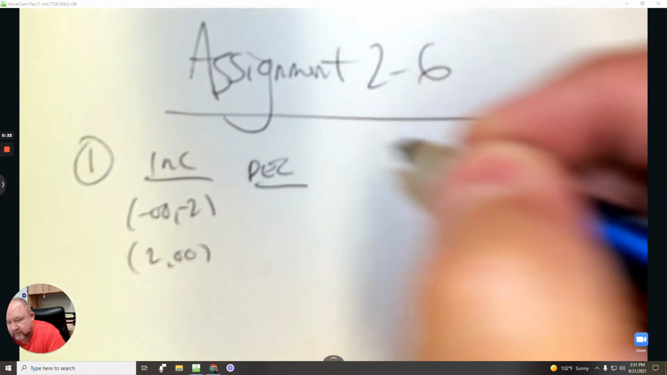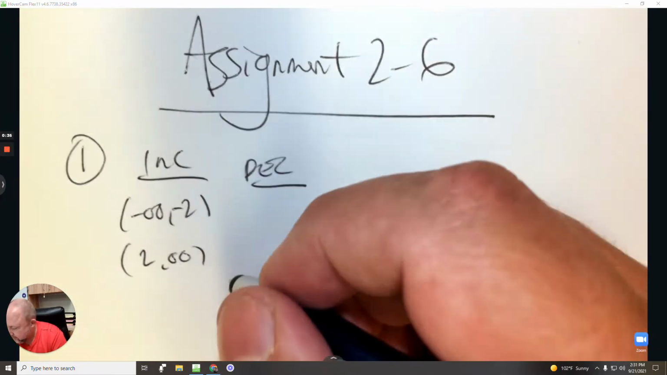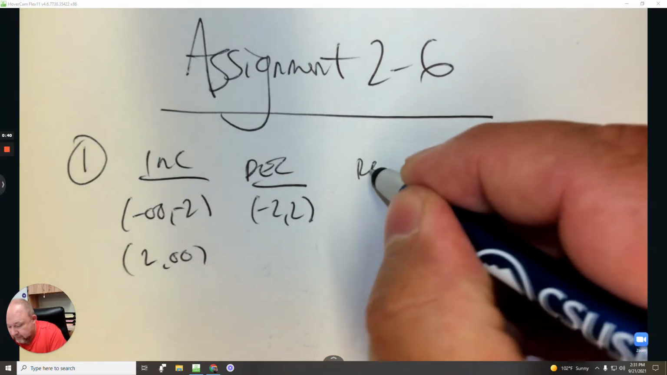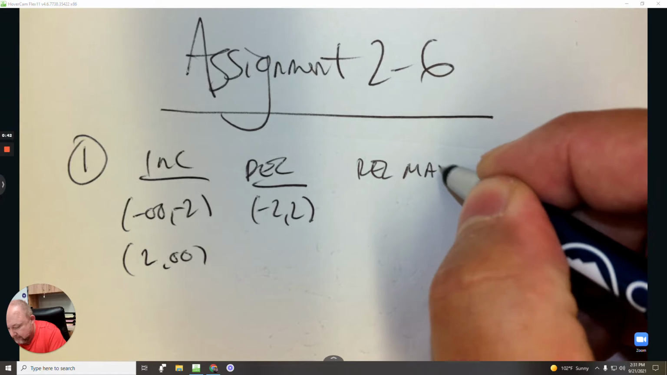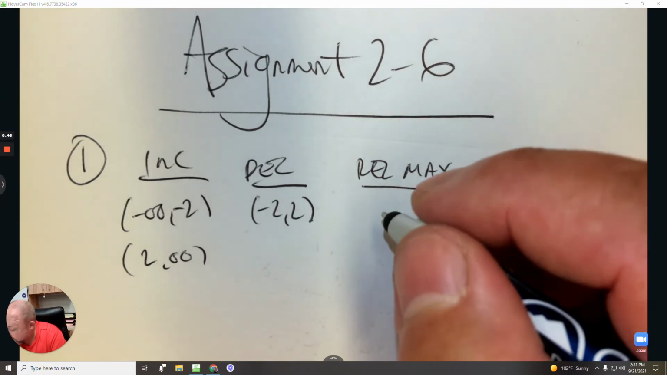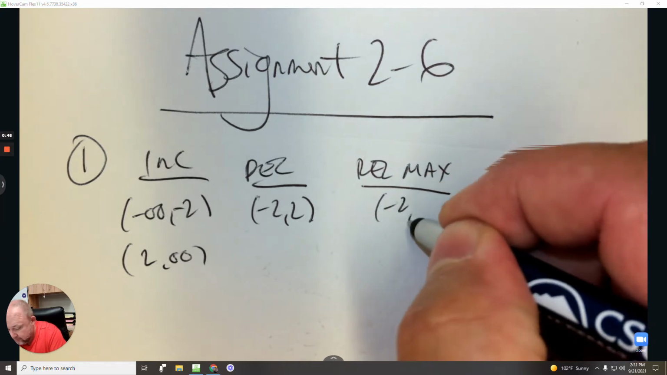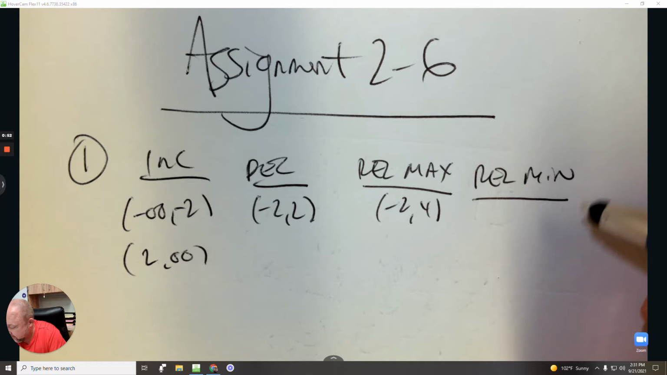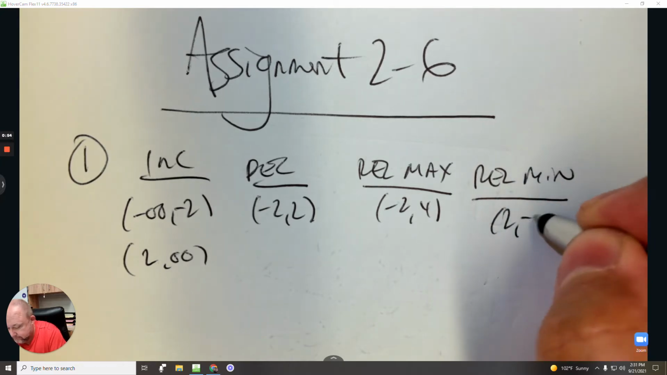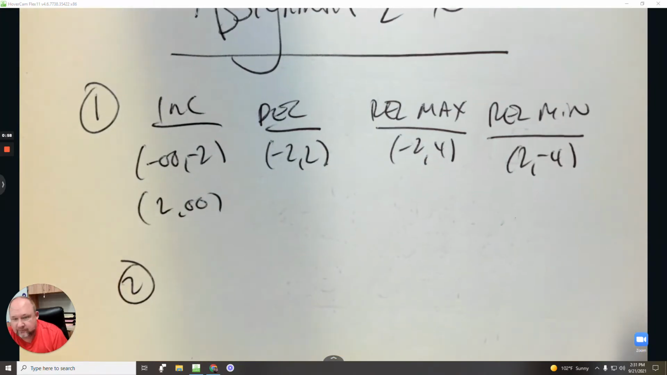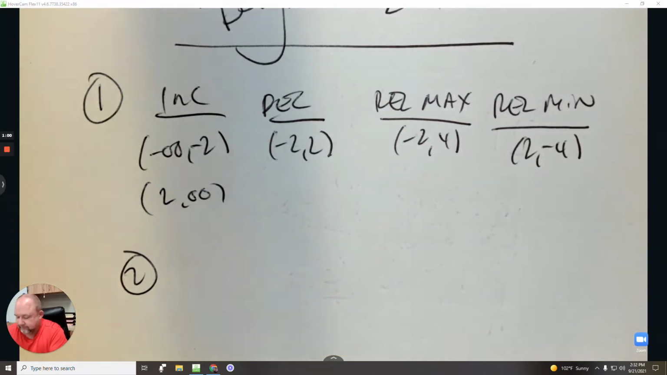And it's decreasing from negative 2 to positive 2. It's falling. And then in terms of the maximums and the minimums, there's a relative maximum, and it's the point at negative 2, 4. And there's a relative minimum at the point 2, negative 4. That's what we're doing.